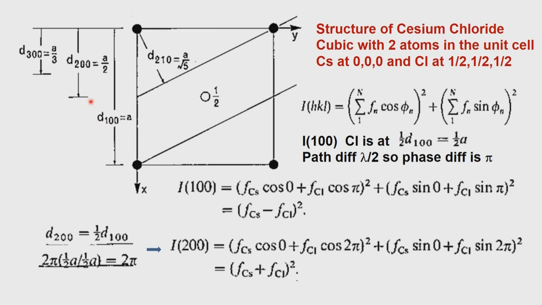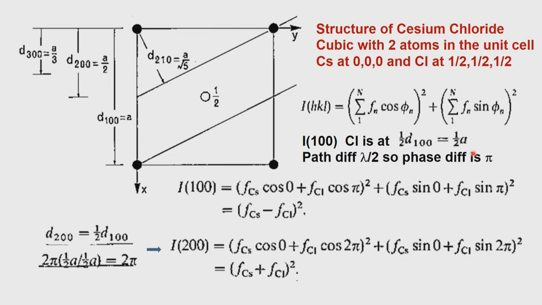Since we now draw a parallel line, we calculate the phase difference as capital D of HKL by small d of HKL, and that will be equal to pi, because the path difference is lambda by 2 and the phase difference is pi. If the path difference is lambda, then the phase difference is 2 pi, which we have already seen.